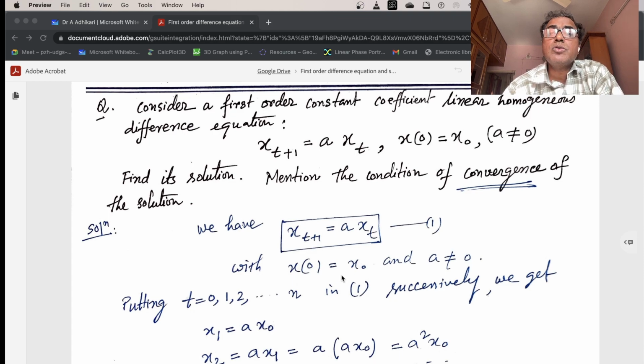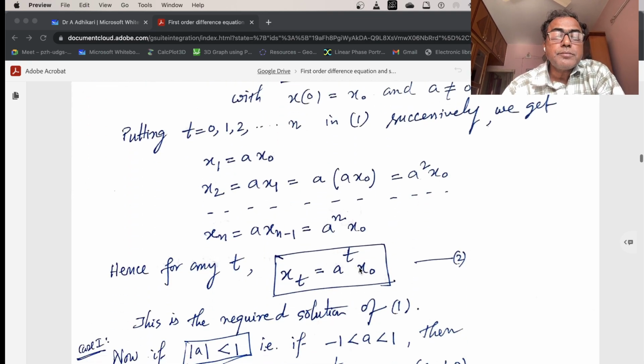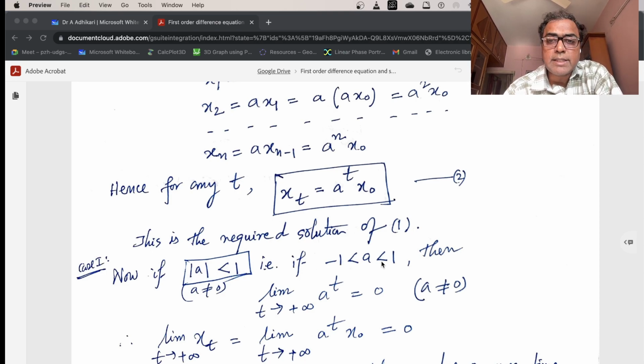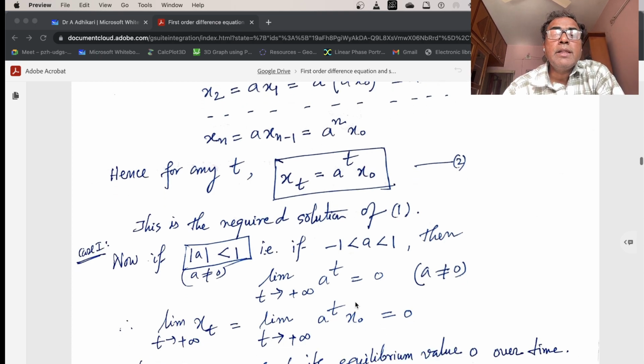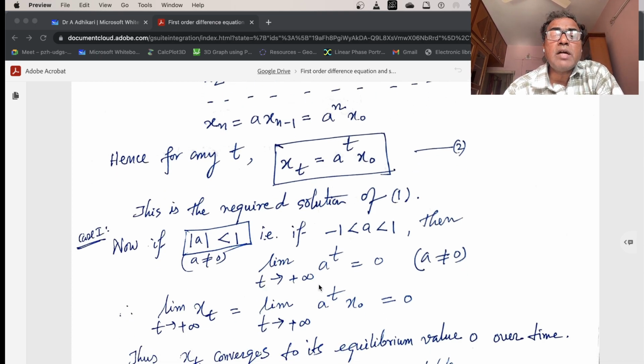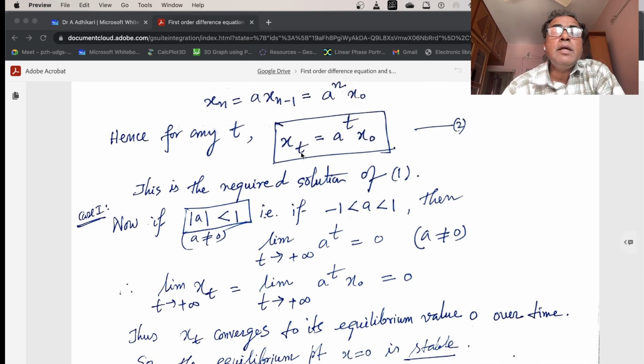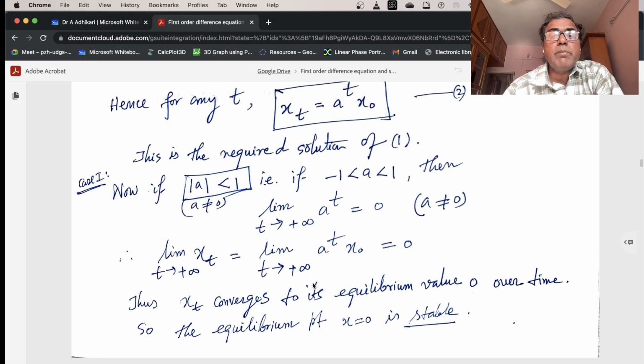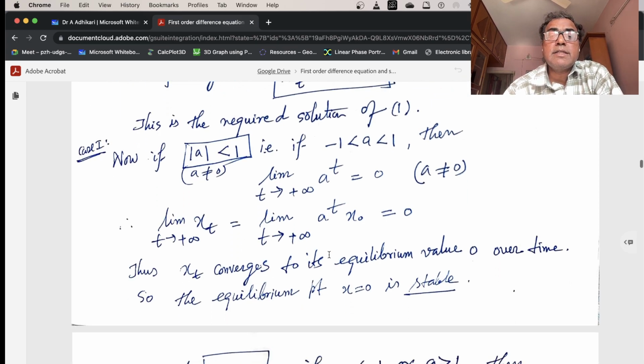This is the first order constant coefficient linear homogeneous difference equation. Now, if the modulus of constant a is less than 1, that is, if minus 1 less than a less than 1, a not equal to 0, then obviously the limit as t tends to plus infinity of a to the power t equals 0. So from equation (2), xt tends to 0, and so xt converges to its equilibrium value 0 over time. And so the equilibrium point x equal to 0 is stable.